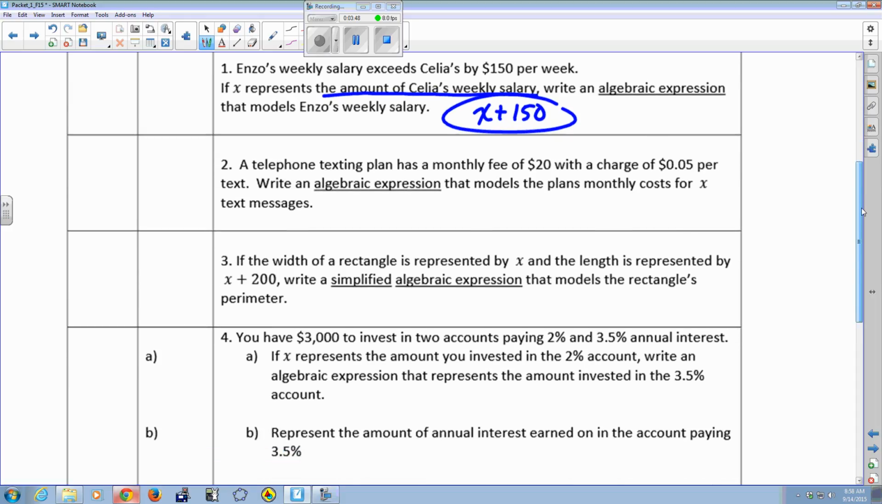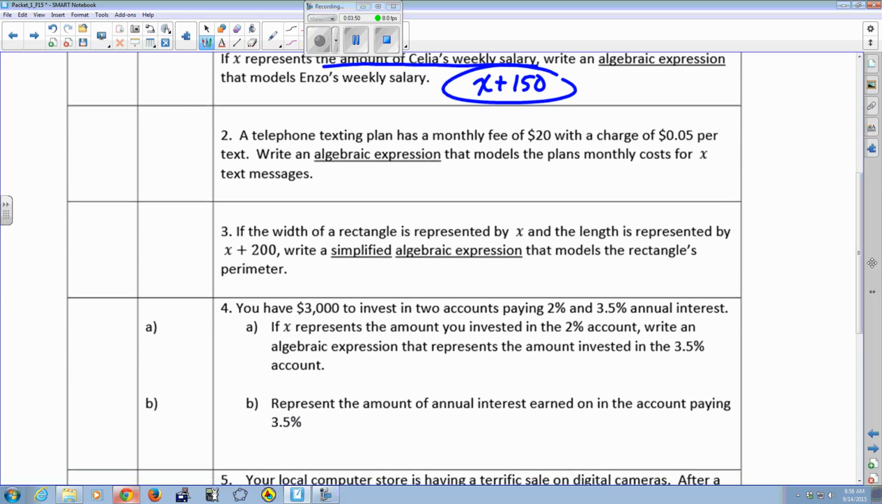Okay. Telephone texting plan has a fee of $20 a month with a charge of 5 cents per text. Write an algebraic expression that models the monthly cost for X text messages. So again, I look around the room and I see this expression on every board. Again, this represents a cost. So for those of you who want a little more challenge, what are the units on all of these pieces? I'll get you started.